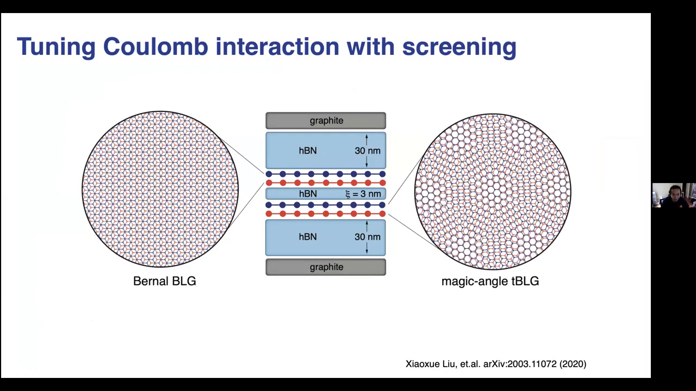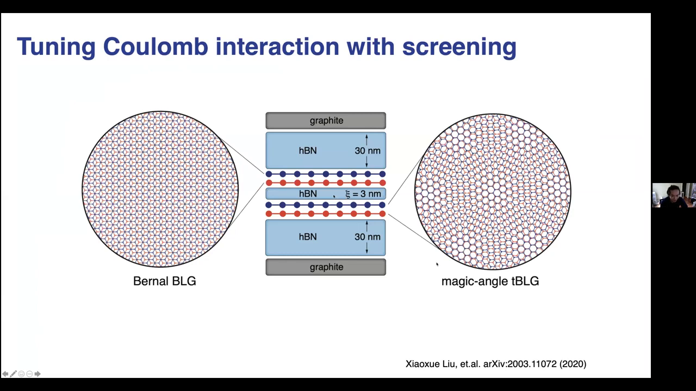So in this talk, we want to show you that we can tune Coulomb interaction using the structure shown here, and then study the effect of tuning Coulomb interaction on various different quantum ground states in twisted bilayer graphene. This is achieved by using this hybrid double layer structure where we separate a Bernal bilayer graphene and the magic-angle twisted bilayer graphene using a very thin insulating barrier that's about 3 nanometers thick.